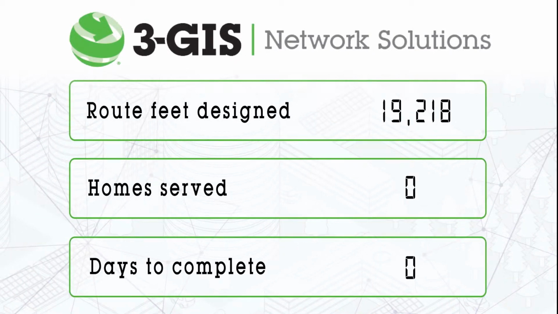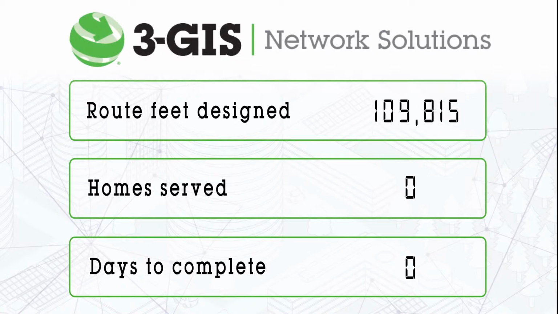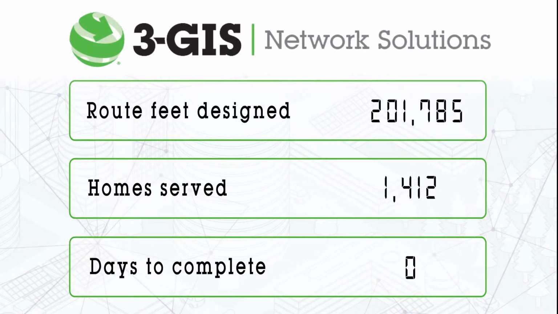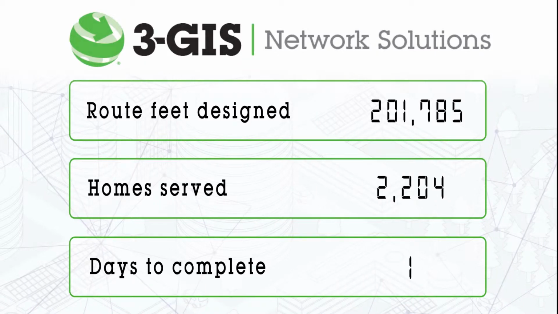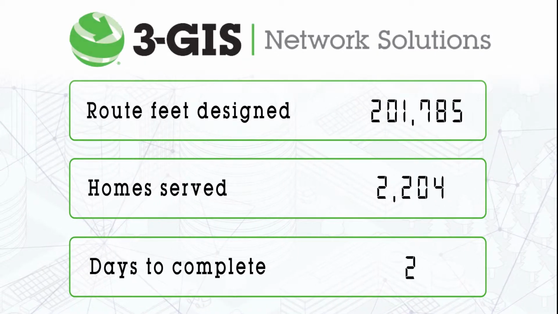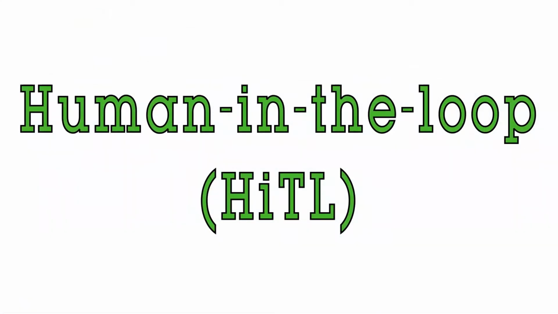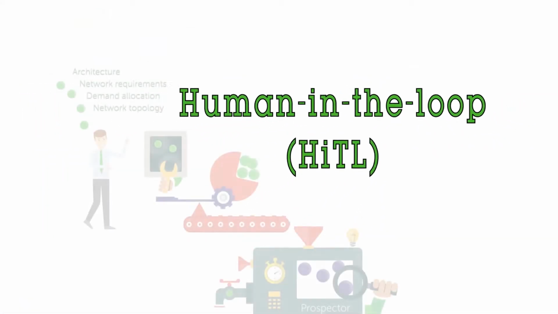On a smaller fiber-to-the-home project, 3GIS designed more than 201,000 feet of network route that delivered service to more than 2,200 homes. This design was completed in just 2 days. So how does 3GIS add this kind of speed to the design process? Through the human in the loop, or what we call the HIDL process.